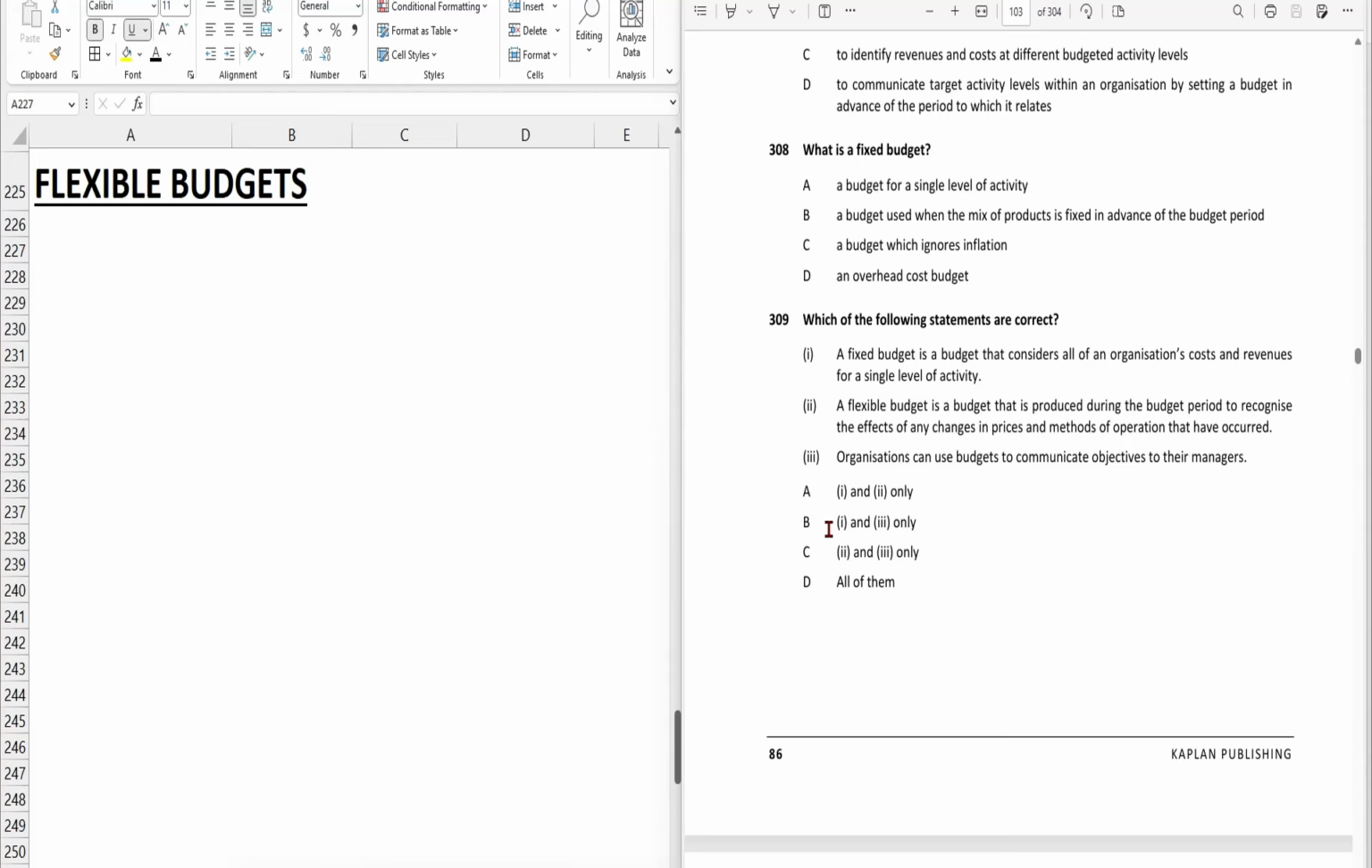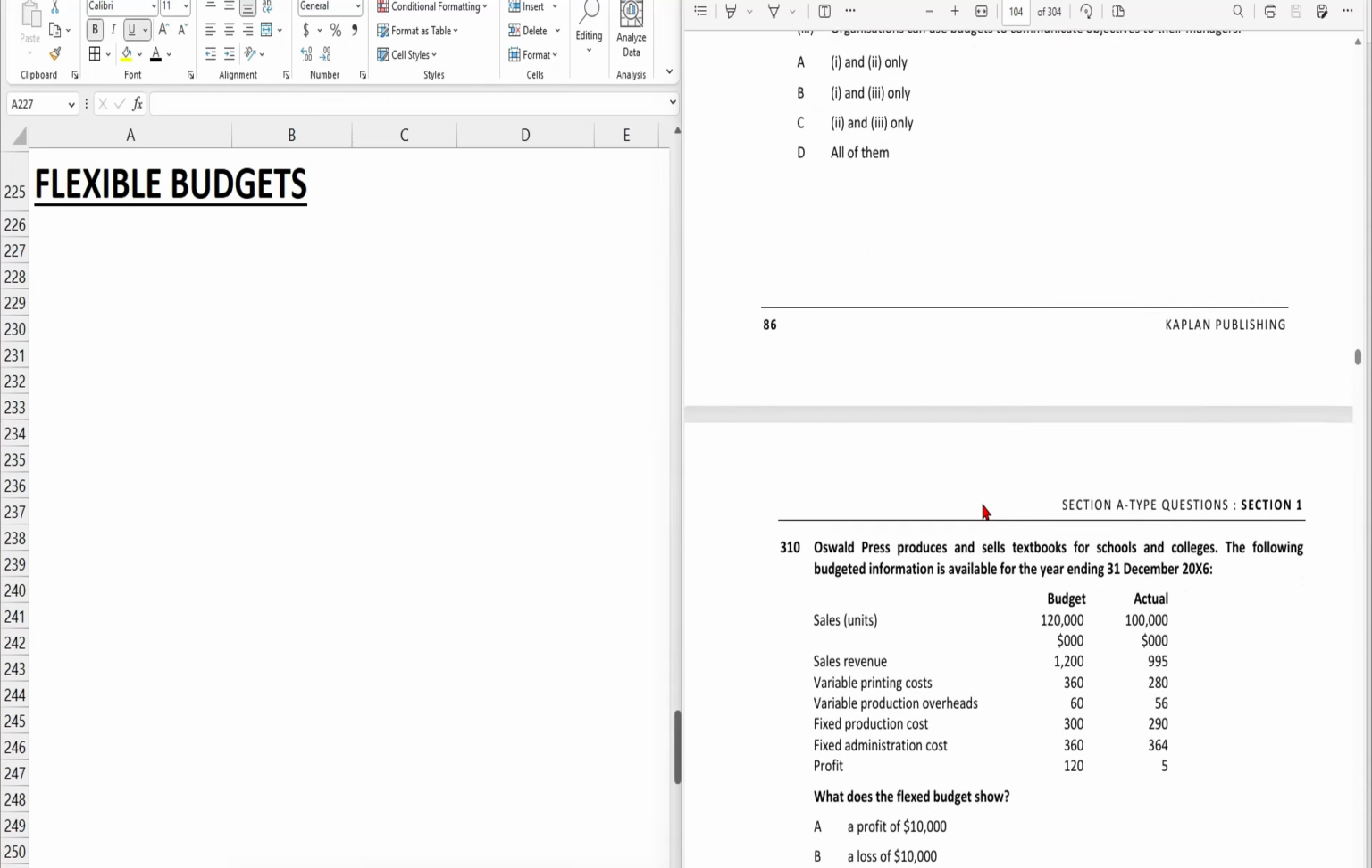Okay. And the last is, organizations can use the budget to communicate objectives to their managers. So it's one of the key purposes of budgeting. Yes, to communicate the objectives to their managers so that they can ensure all departments as well as managers are working on the same target, or they know the target or the expectation. Okay, so this will help in the coordination or the alignment, right? So statement 3 is correct.